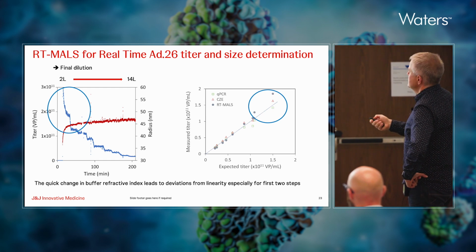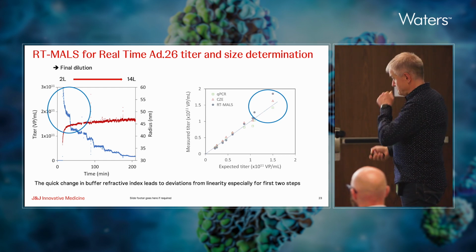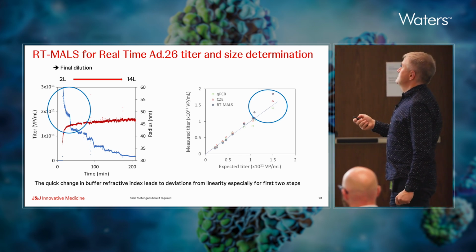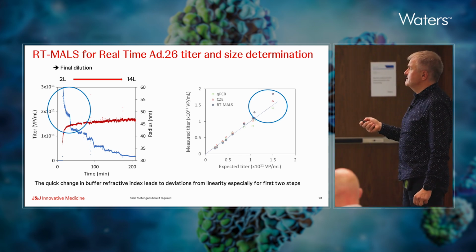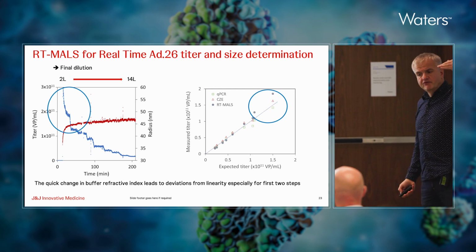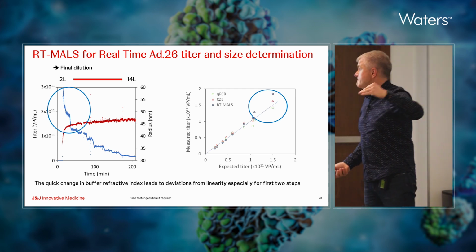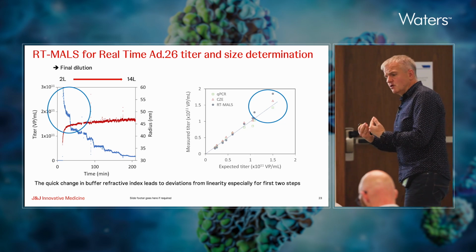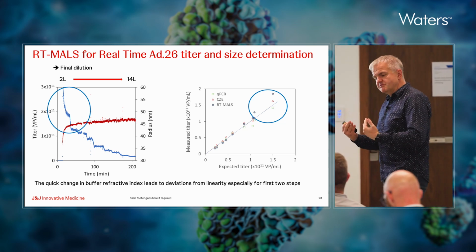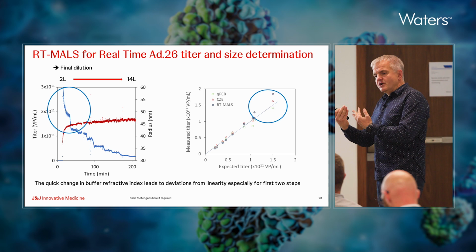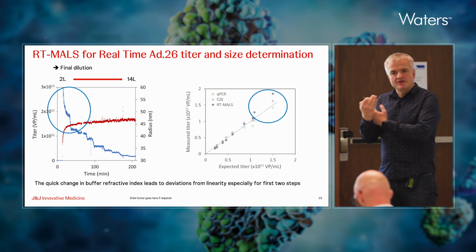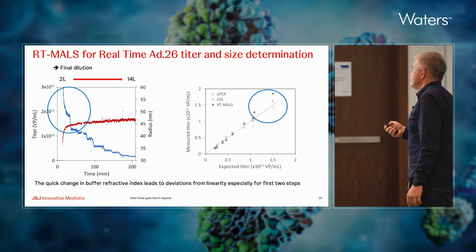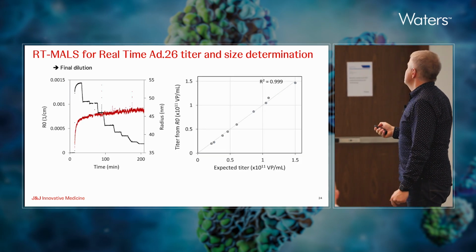The highest 2 points, the first 2 points in the measurement, are a bit off, and we believe that what happens there is that there's a significant change in the refractive index as we move from the initial formulation buffer to the final one, and this happens very quickly. Since the intensity of scattered light increases proportionally when the contrast between the particle and the medium, the refractive index, is bigger, there is some deviation there.